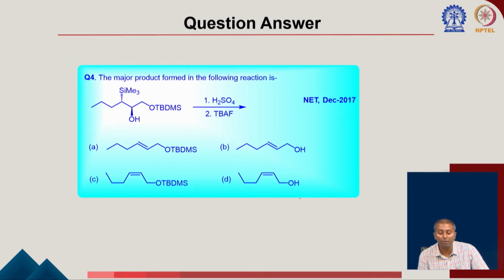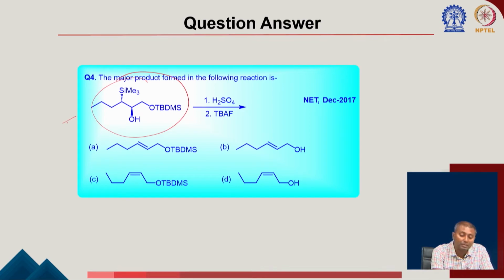So, what will be the major product formed in the following reaction? If you remember, we talked about this reaction, the starting material for this reaction, this is the Peterson olefination problem. So, clearly, this is formed by the reaction of a carbanion alpha to the silicon with the corresponding aldehyde, correct. That reaction generates this silanol, and once you have this, you treat it with H2SO4 and TBAF. So, what is going to happen if you treat this compound with H2SO4?